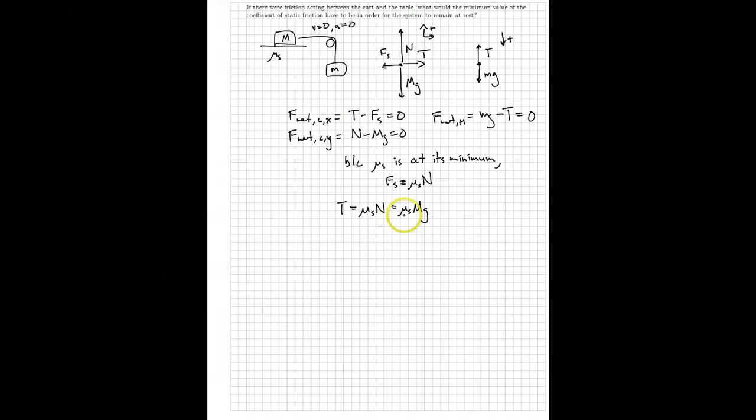So I'm looking for mu sub s. I still need to get rid of T. Over here, I can see that T is equal to little mg. So mu sub s Mg equals little mg. I can lose the g's. So mu sub s is little m over big M. That's the minimum size that that friction coefficient needs to be in order for this to work.